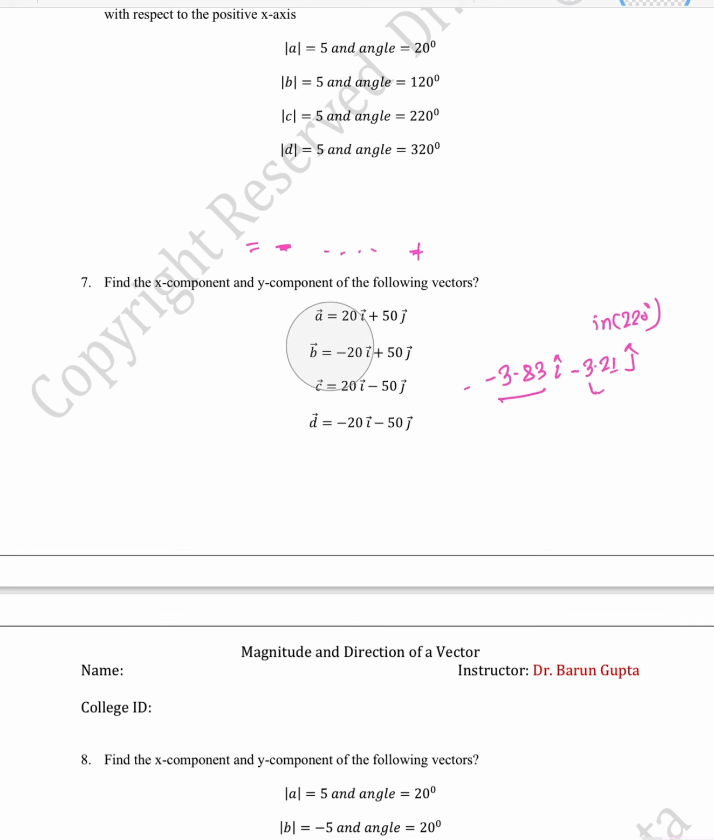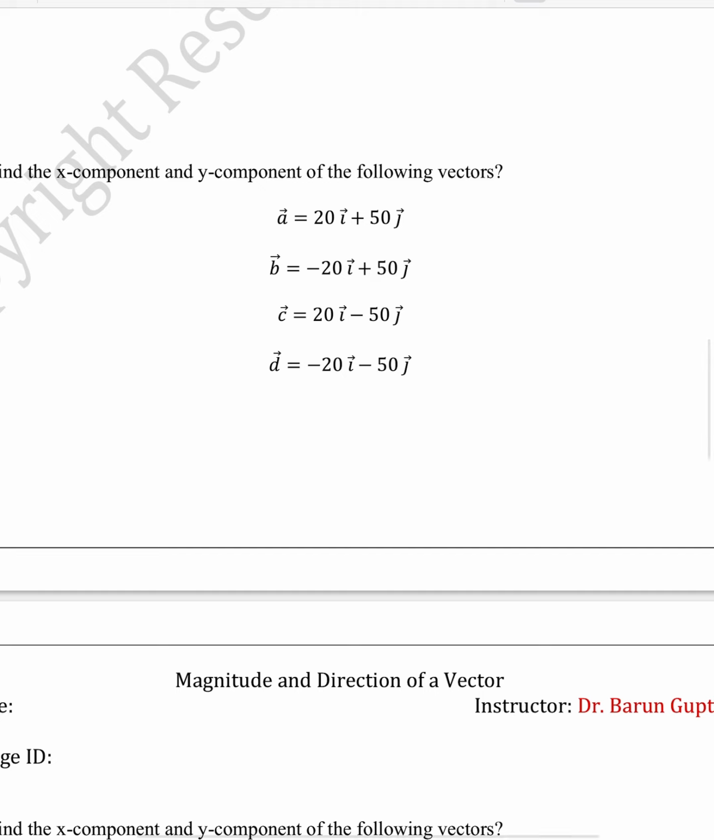Now let's do number 7. In number 7, we have to find the x component and y component. That is just straightforward here. In this case, this is my x component. So the x component ax will be 20 and my ay will be 50. Exactly the same way here, my x component dx will be negative 20 and my dy will be negative 50. So that's straightforward.